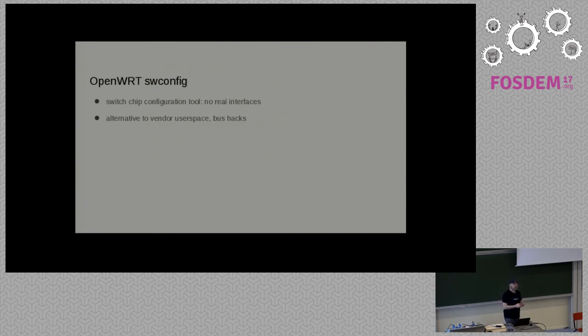What the OpenWRT folks found themselves doing was having to do really wildly different things to get the switch chips in different platforms. So they came up with an abstraction, a switch configuration setup called swconfig. And it's basically a kernel framework and some user space tools to abstract out the programming of switch chips. And it really got them ahead because there wasn't anything like that in the mainline kernel at the time. So it was a big win for them.